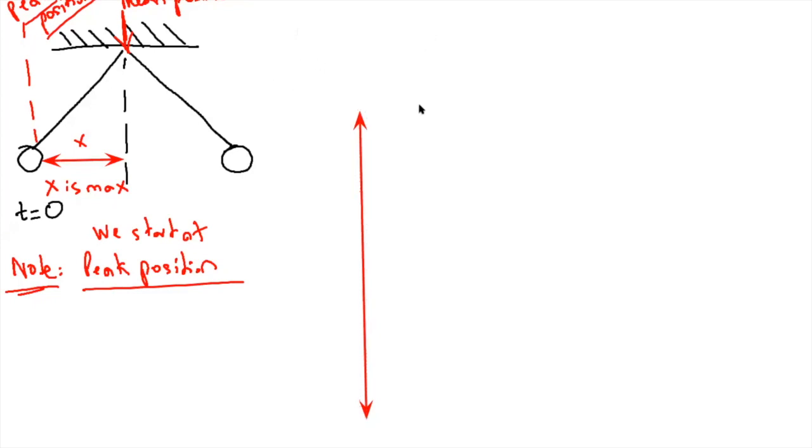Okay, so what do you guys think? If I want to plot a displacement and time graph, this is displacement, this is x, and this is time. What do you think? Is it going to be a line? Is it going to be a curve? What is it going to look like? Come on, I want to hear.